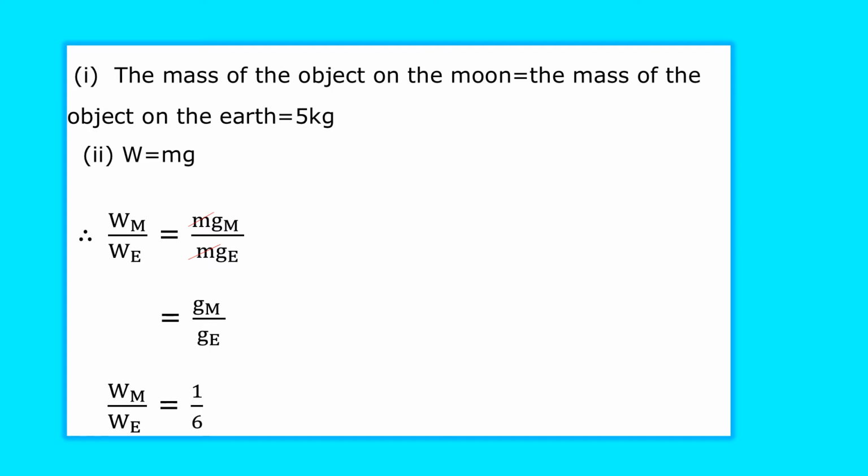After equating this we will get Wm upon We equal to m × gm upon m × ge. So this m will get cancelled. So we will get Wm upon We is equal to gm upon ge. And we know, children, that the gm upon ge value is 1 upon 6. So therefore Wm upon We is equal to 1 upon 6.